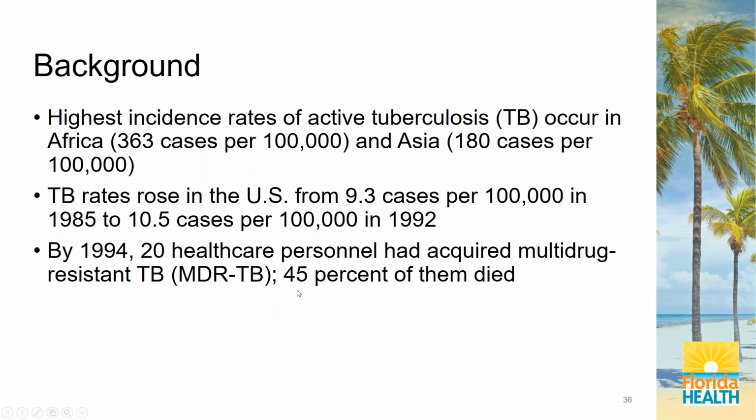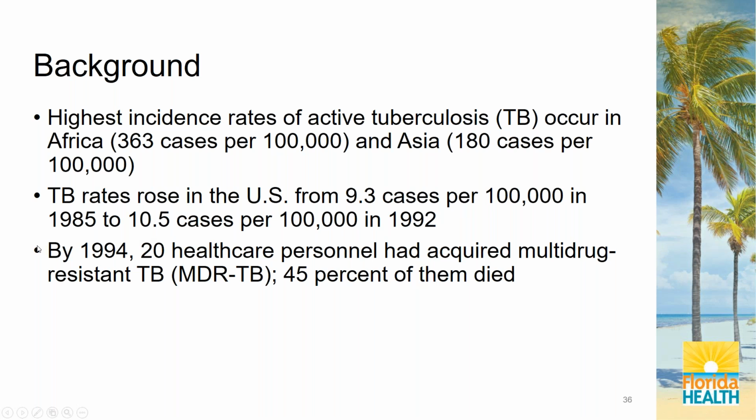All right, so let's talk a little bit about the background of TB. The highest incidence rates of active tuberculosis occur in Africa, about 363 cases per 100,000, and Asia, 180 cases per 100,000. The TB rates rose in the United States from 9.3 cases per 100,000 in 1985 to 10.5 cases per 100,000 in 1992. Why do we think those rates increased between 1985 and 1992? What was happening at that time as well in the United States?